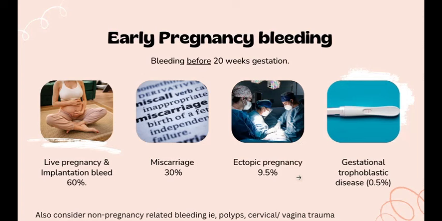In about 30% of cases, it occurs in miscarriage, in roughly 9.5% in ectopic pregnancy, and more rarely, it can be because of gestational trophoblastic disease as well. There are a few other differentials that we'll talk about in this presentation. But it's also important to remember that early pregnancy bleeding can be because of non-pregnancy related causes, gynecological causes such as polyps or cervical or vaginal trauma.